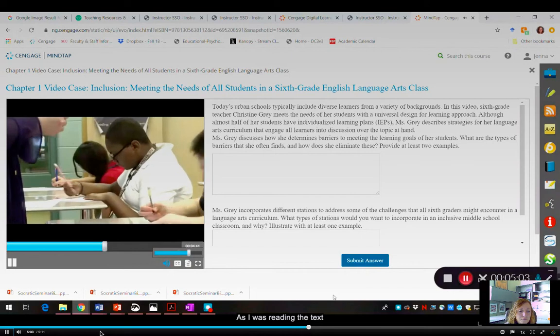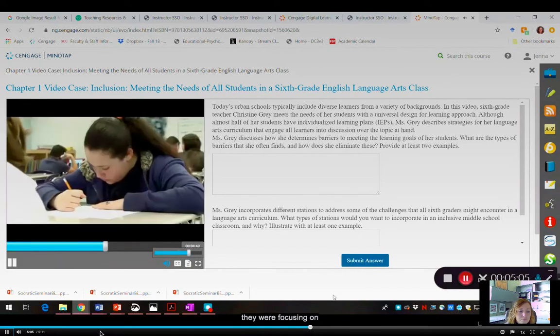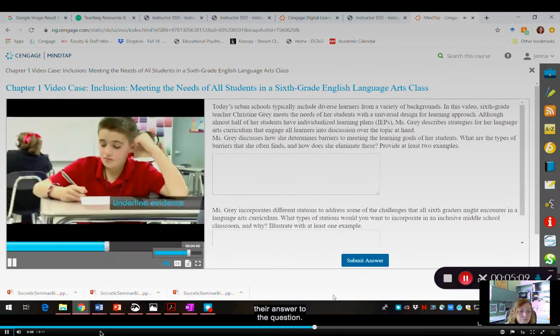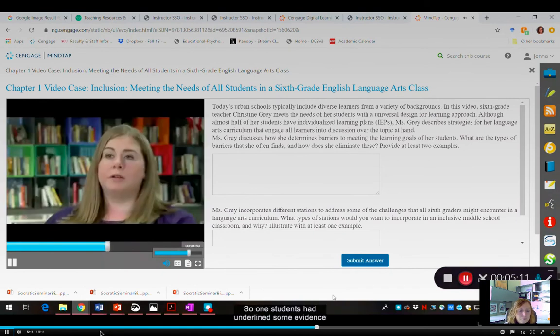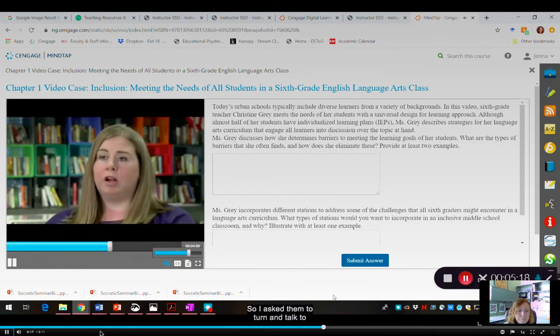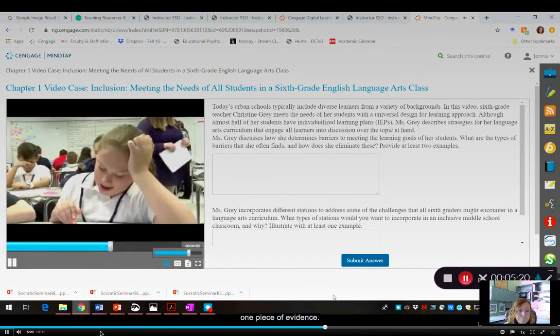As I was reading the text aloud to the students, they were focusing on underlining evidence that they could use to support their answer to the question. Once students had underlined some evidence in the text, they had something to bring to their partner. So I asked them to turn and talk to their elbow partner about one piece of evidence.